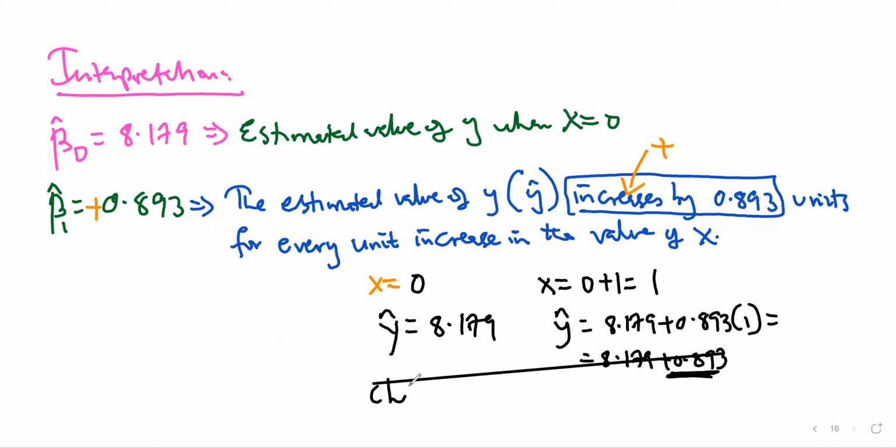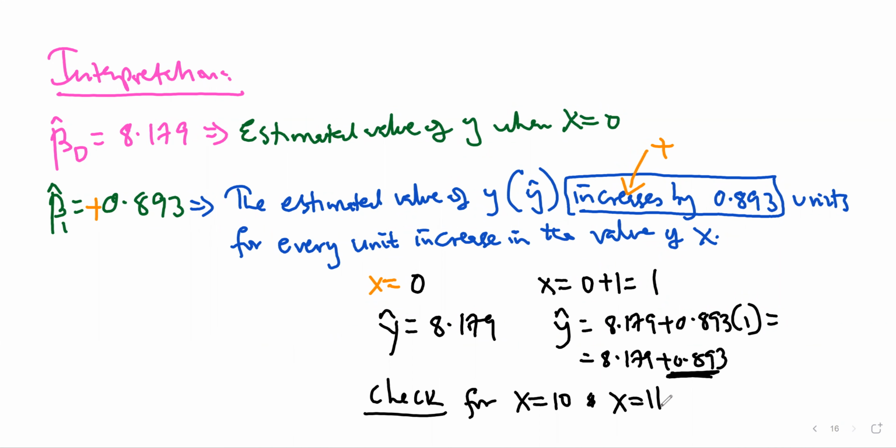You can check, I want you to do this later. Check for x is 10 and x is 11, because that's a 1 unit increase in the value of x. I want you to check the values of y and also y hat here. You will notice that once you increase x by 1 unit, then the value of y will always increase by 0.893. That's the slope of the line. It's a constant slope.